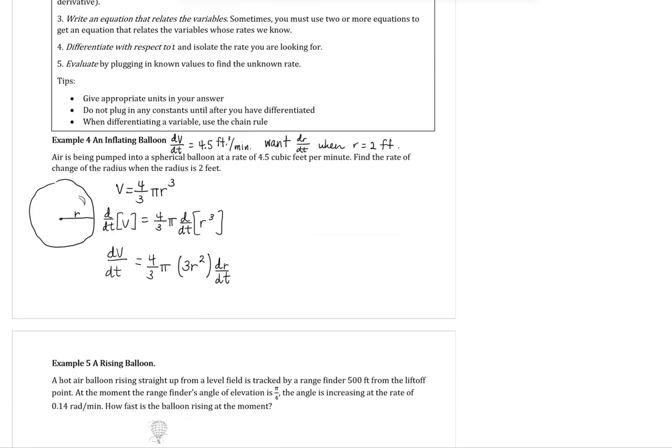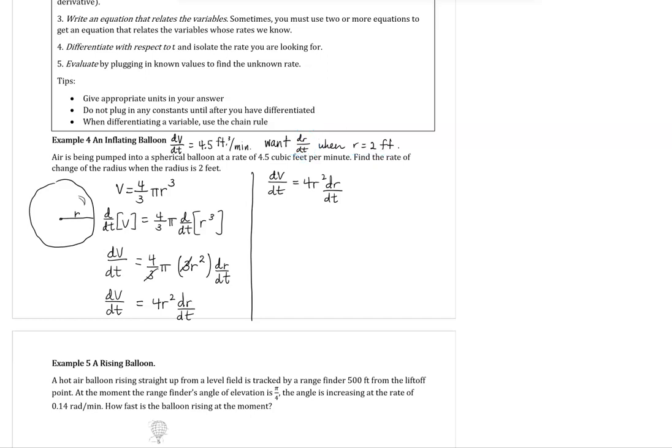So now I'm just going to simplify because I can cancel these 3's here and be left with dV/dt is equal to 4 pi r squared dr/dt. So now that we have this equation, we can go on to find dr/dt that we're looking for. So remember what we are looking for in this problem. We want to know what is dr/dt when r is equal to 2.